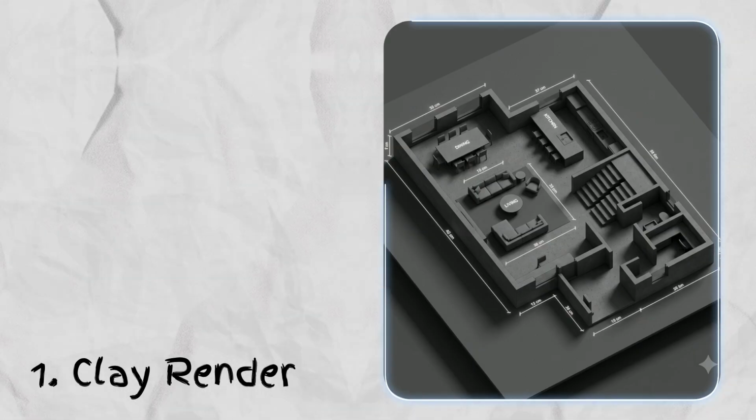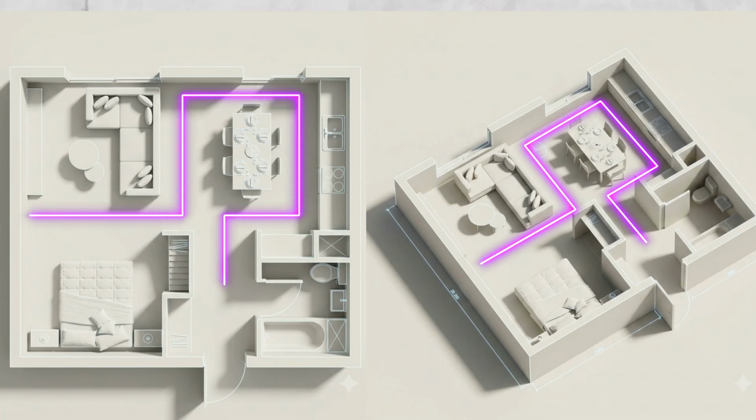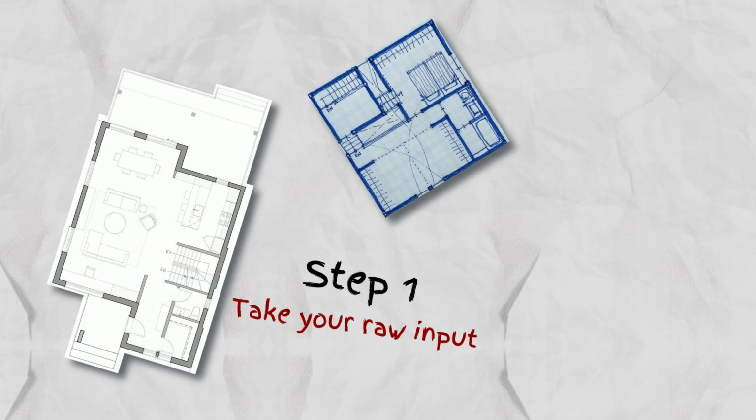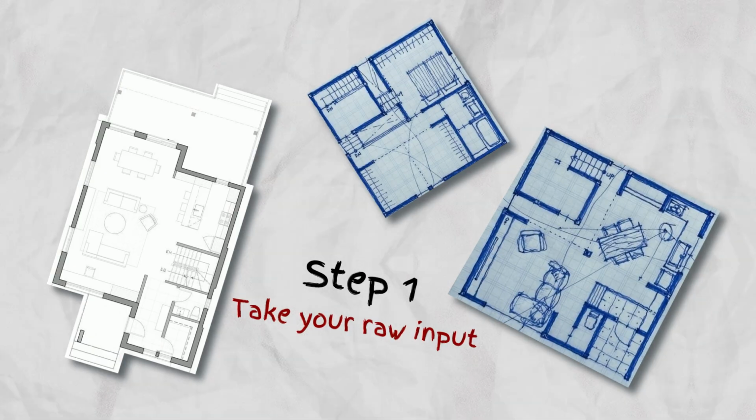First up, the architectural clay render. Clay renders are crucial for showing client spatial flow without getting bogged down in material choices. Step 1. Take your raw input. It can be a quick pencil sketch on paper or an exported 2D CAD line drawing.